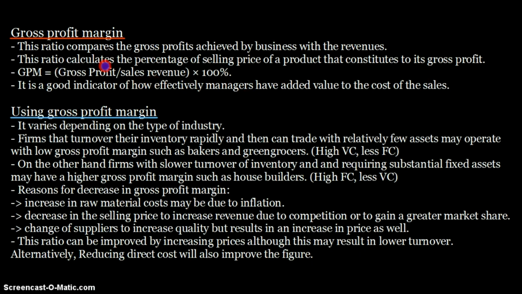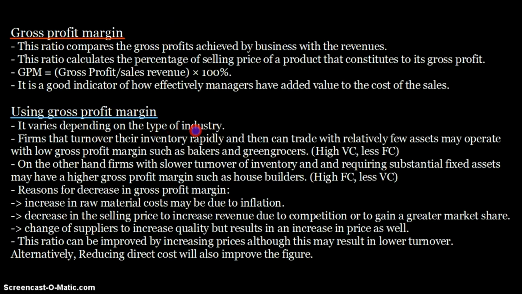Gross profit margin is calculated by gross profit divided by your sales revenue, multiplied by 100%. It is a good indicator of how effectively managers have added value to the cost of sales. Not just any cost, we are talking about the cost of sales, that means your direct cost. We're not looking at the indirect cost yet because it's gross profit, not operating profit. Remember, operating profit is when we have deducted your overheads and other costs as well. In gross profit, we have only deducted your direct cost, the cost of sales.